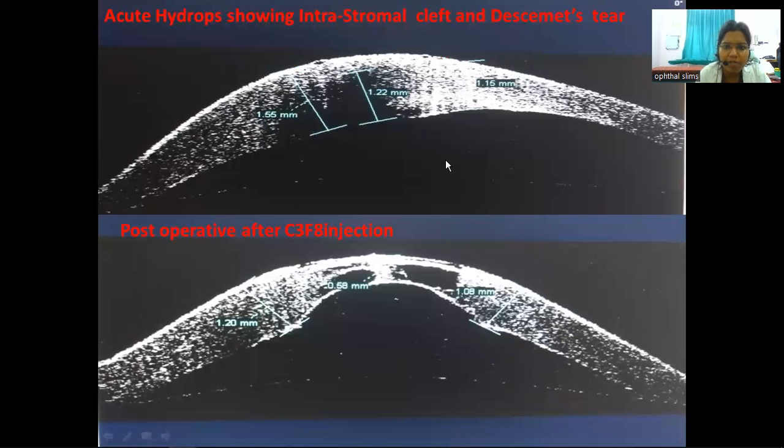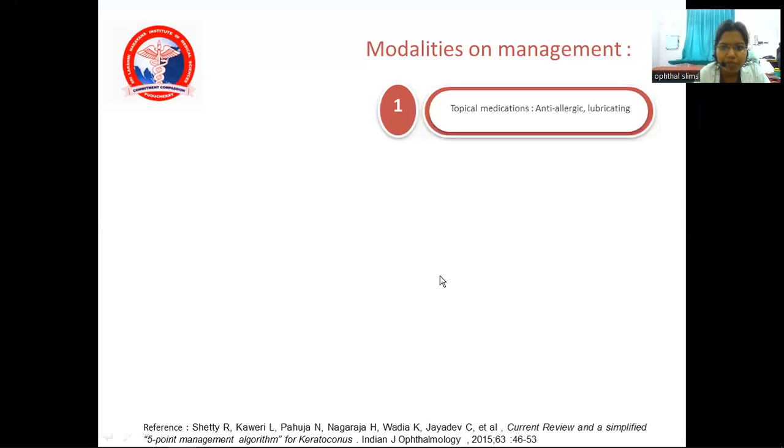This is an ASOCT picture of corneal hydrops. Here you can see the basement membrane defect, the fluid in the corneal stroma, and these are fluid clefts. This is after C3F8 gas injection, where there has been sealing of the clefts of the basement membrane, and the size of the clefts has also been reduced.